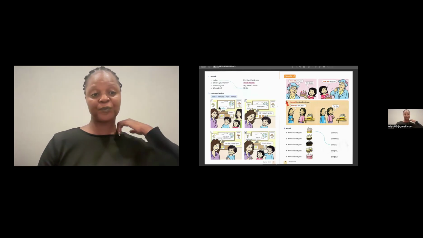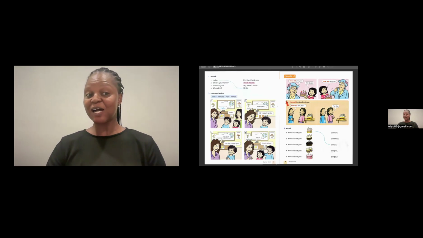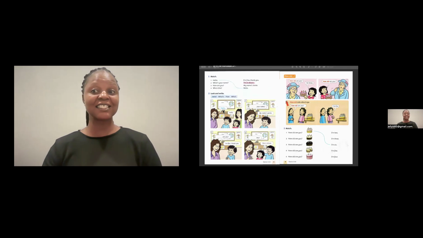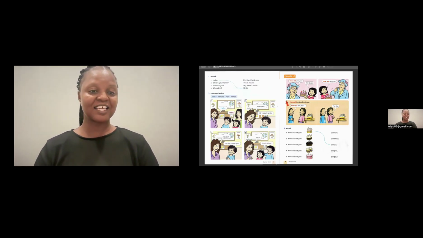For example, in the first box, we have hello, right? The speaker asks hello, and the speaker is a teacher. And what does the student respond? What is the student's answer? Can you read?